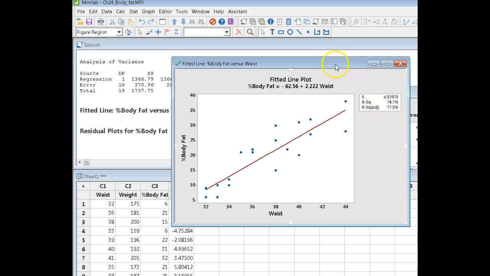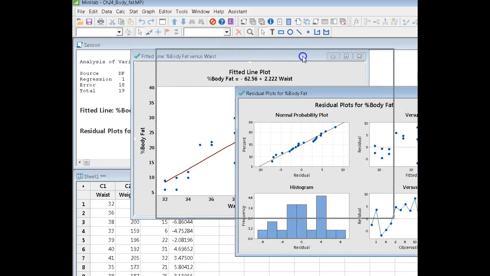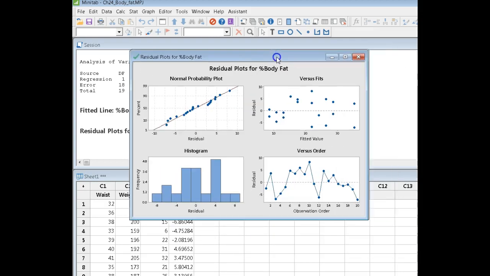On the face of it, this looks very linear, so I can go ahead, or at least I think I can go ahead. Then I need to look at these residual plots. Your notes say that the residuals themselves have to be normal. You have a normal probability plot here.